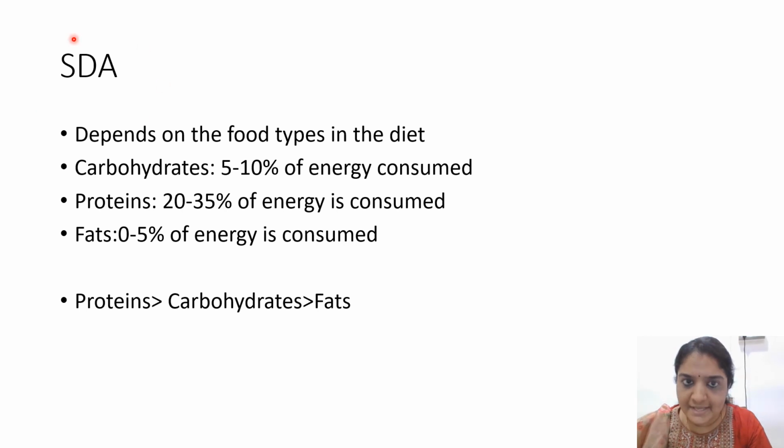Then the SDA, that is the specific dynamic action, depends on the food types in the diet. For carbohydrates, it is 5 to 10% of the energy consumed. For proteins, it is 20 to 35% of the energy consumed. And fats, 0 to 5% of energy consumed. So SDA, that is the thermic effect of food, is maximum for proteins, then carbohydrates, and then fats.